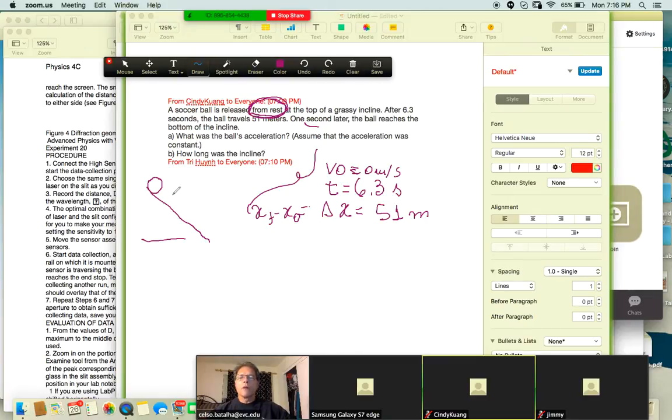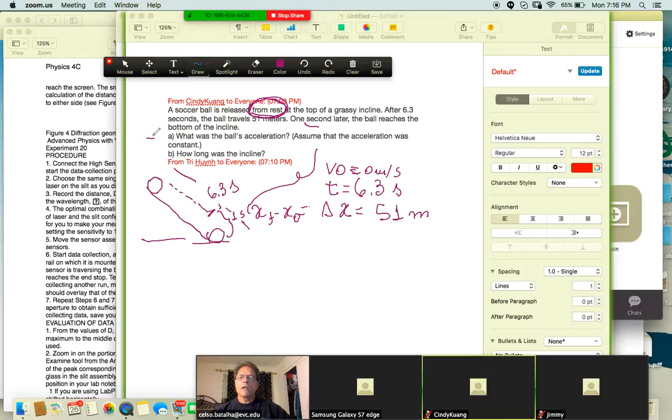So which means the ball is falling down, right? And then it gets to this point here, 6.3 seconds later. And then one second later, it reached the bottom of the incline right there. So the ball goes 6.3 seconds up to here, and then it moves another 1 second. Okay.